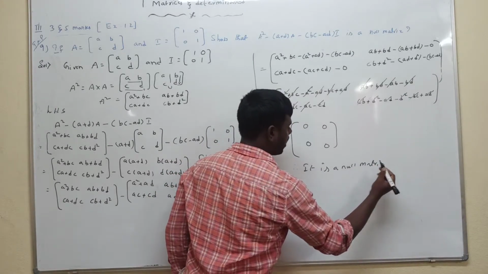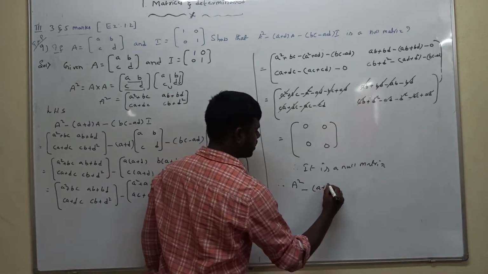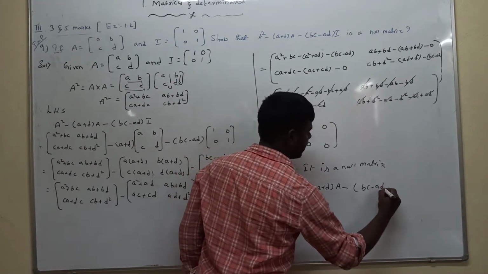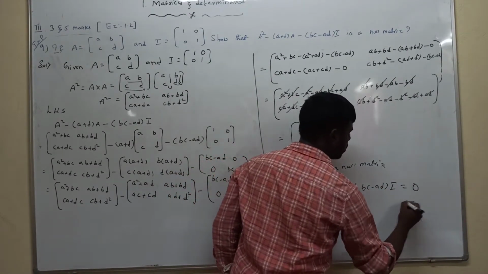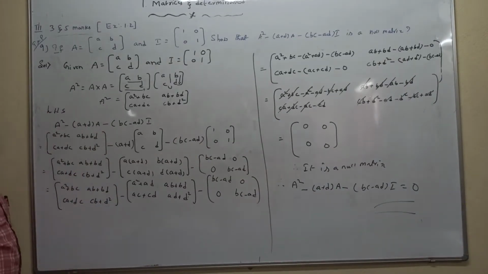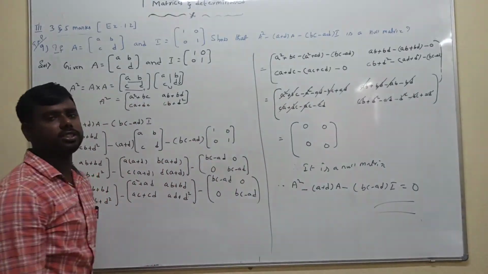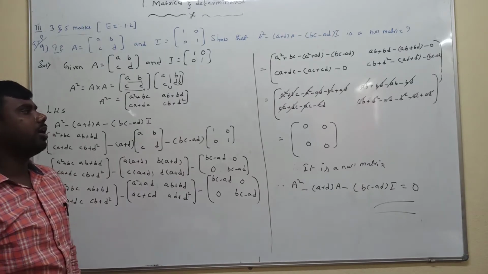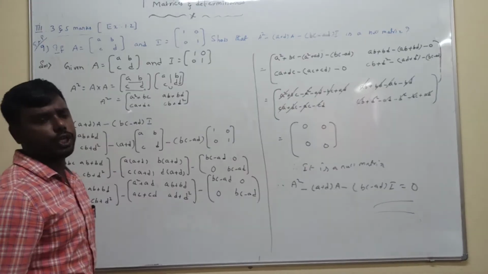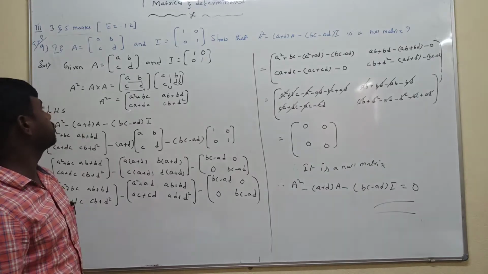So the final answer is A square minus (a plus d) into A plus (bc minus ad) into I is equal to 0. It is a null matrix. First we need to calculate A square. After that, take the left-hand side condition and substitute everything. After subtracting the corresponding elements, finally each element will be 0. It is called a null matrix. This is required for the solution of this question.